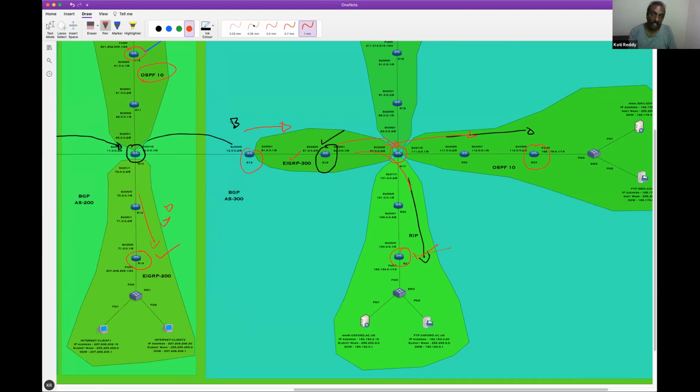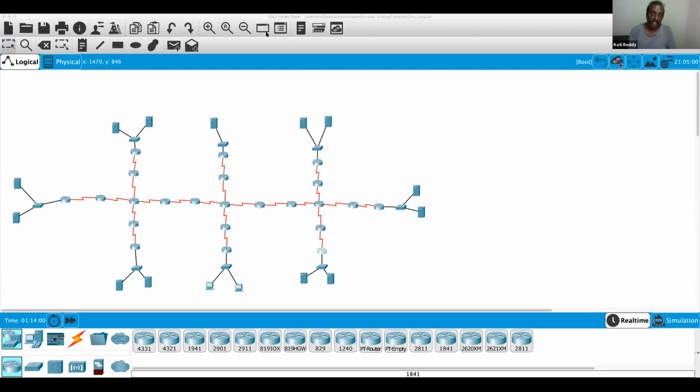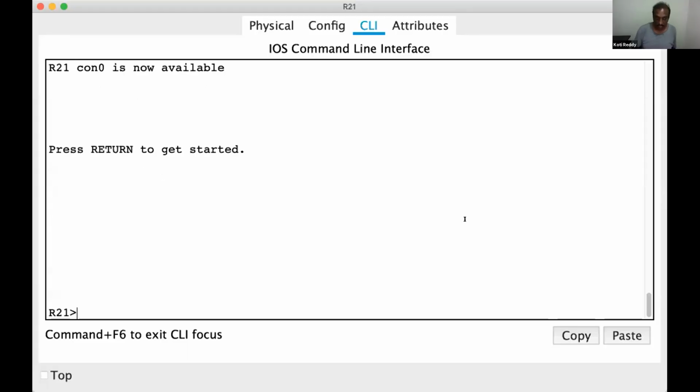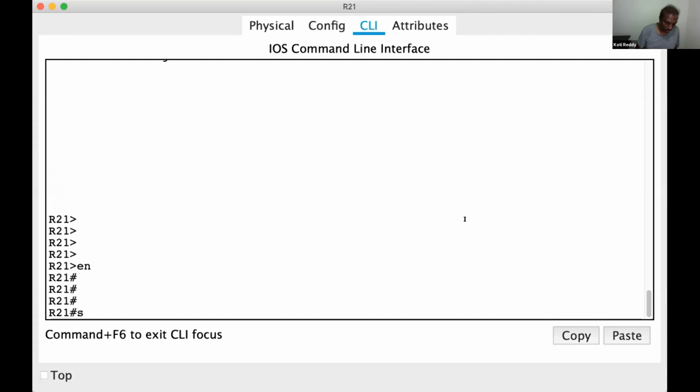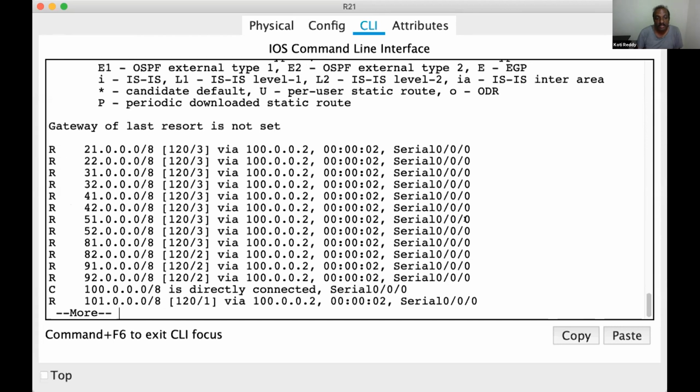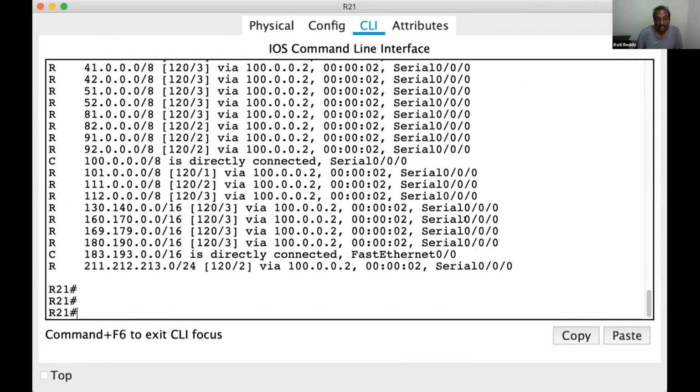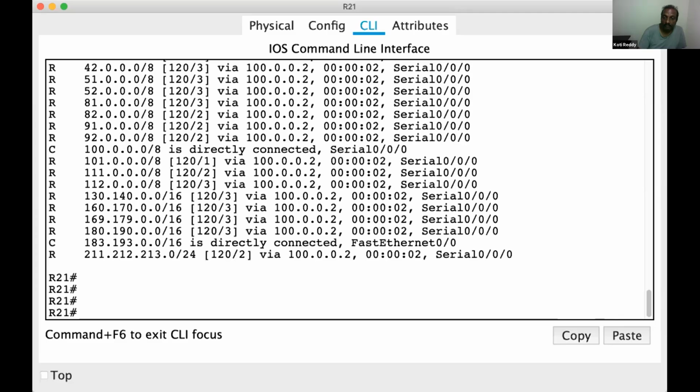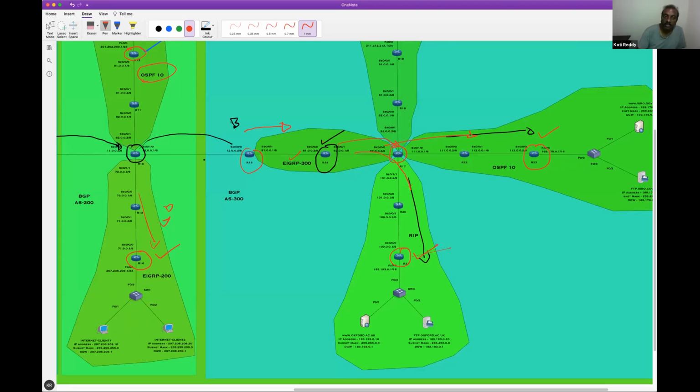I go to R21 and I say enable, I say show IP route. So I should see all the 20 series routes, 30, 40, 50 series routes here, R21. Not only here, even if I go to this R23 also, I should see what? The 20 series routes. Let us go to R23.